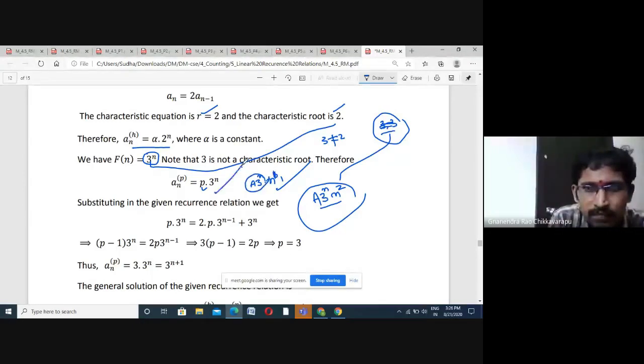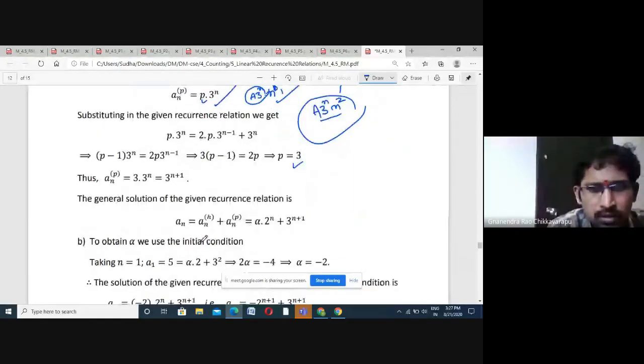Now what you need to do is replace a_n by p times 3^n in the entire recurrence relation. In place of a_n, p times 3^n. In place of a_(n-1), you need to write 2 times p times 3^(n-1), plus 3^n is there. Just cancel 3^n on both sides and simplify. You will get the value of p as 3. So a_n^(p) is equal to 3 times 3^n, that means 3^(n+1).